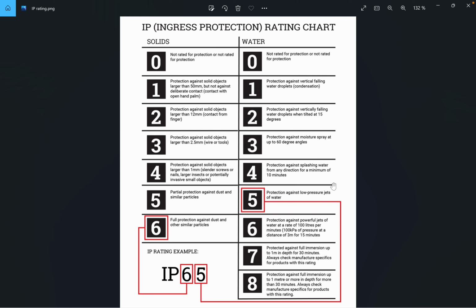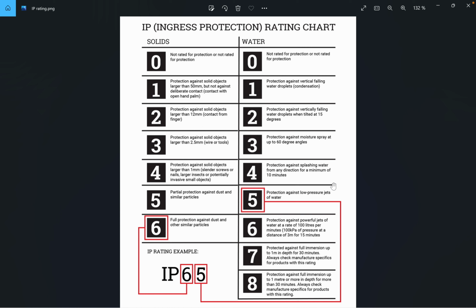And moving to the second digit, which stands for the liquids, in this case the water, we start from 0, which is no protection against the water, to 8, which is a protection against full immersion up to 1 meter or more in depth for more than 30 minutes. Always, as is mentioned also in this paper, check manufacturer specification for products with this rating. Usually the IP you can find on the data sheet of the products, or in the general description of the product that you're using in the lighting calculation.